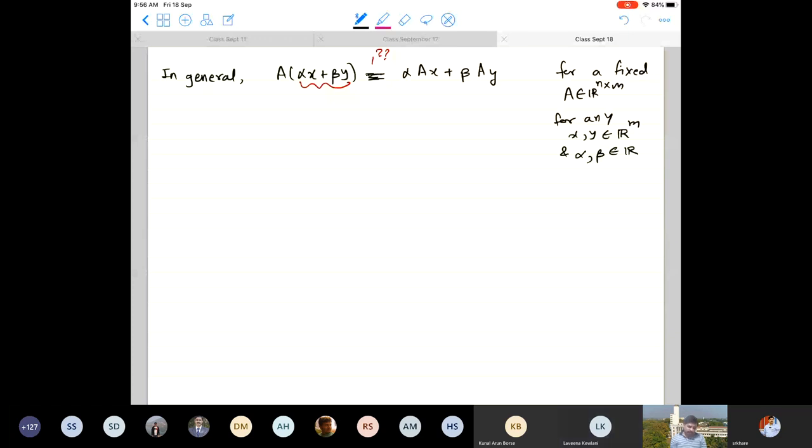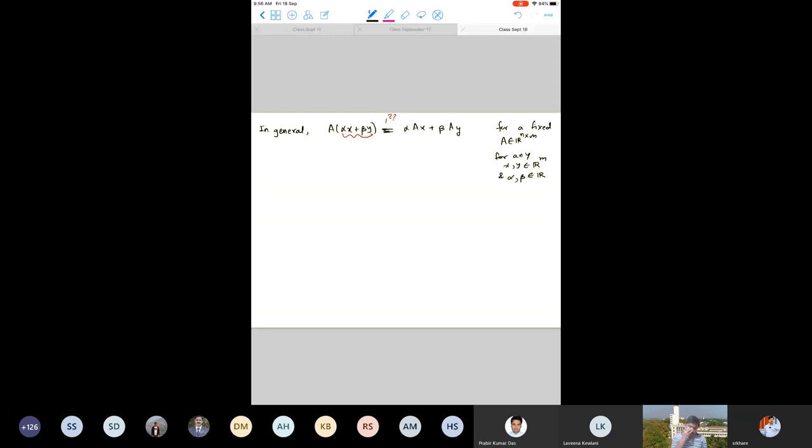So if these are the vectors that you are equating, what is the dimension of these vectors? What is the size of these vectors? R^n, correct. So this equality is for vectors in R^n.